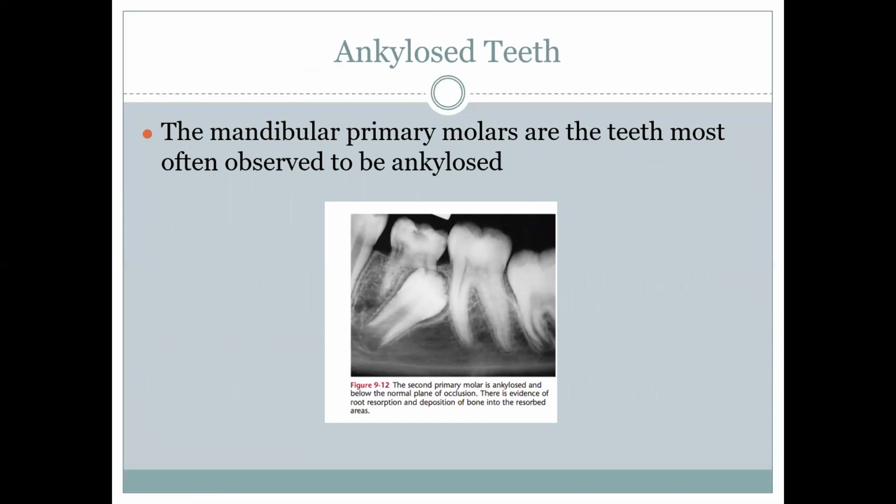And they, by the way, are the most often seen to be ankylosed teeth in the mouth. You see the premolar tooth, number 20, is inclined mesially, distally against the mesial root of the permanent molar.